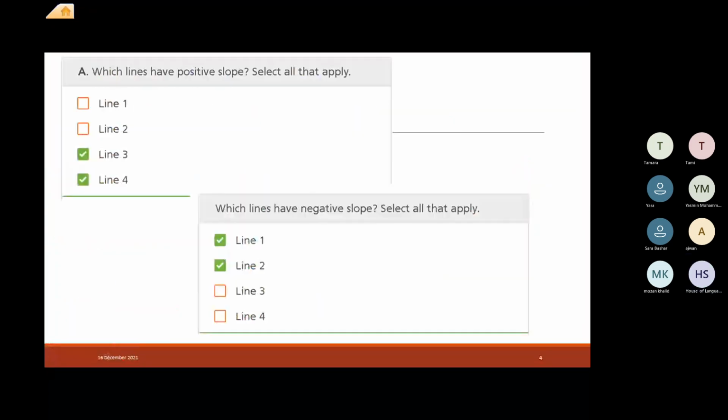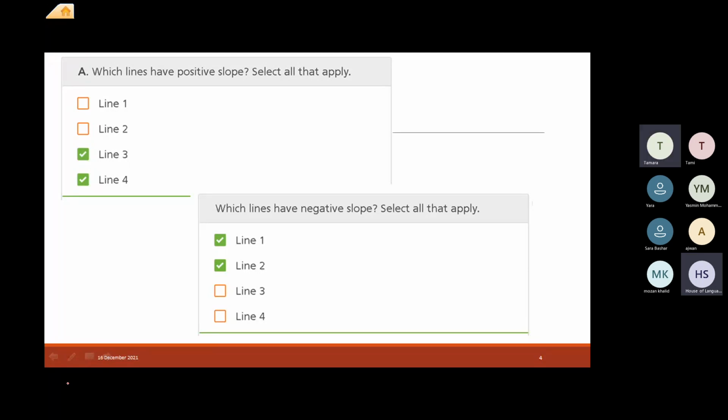Okay, see now. It's okay. So which lines have a positive slope? As you say, 3 and 4, they have a positive. 1 and 2, they have a negative slope. Got it now? This is what I mean.